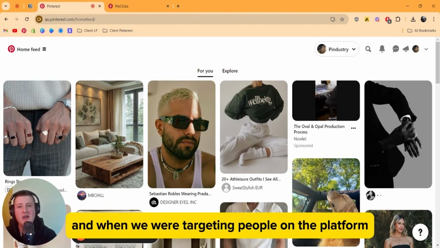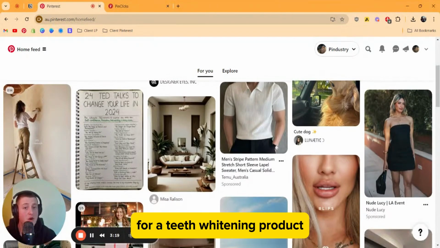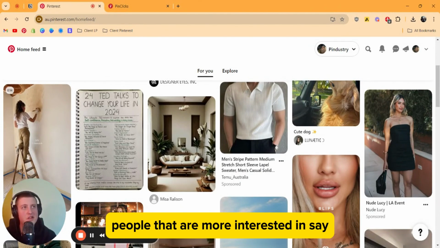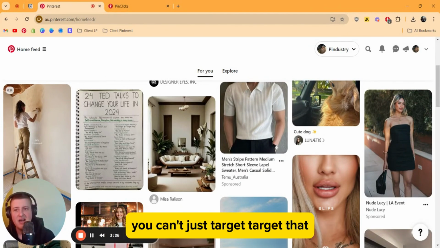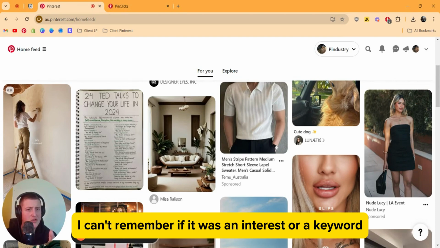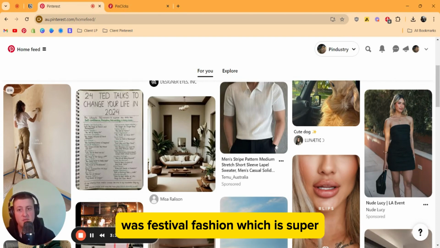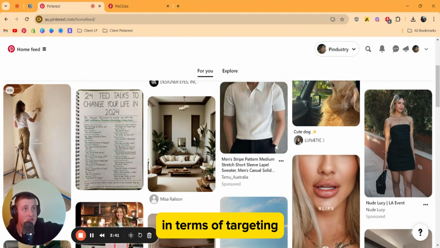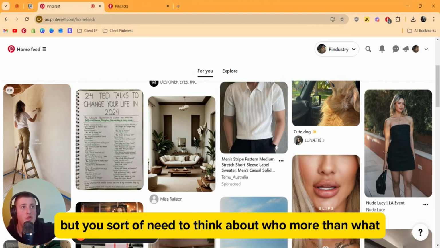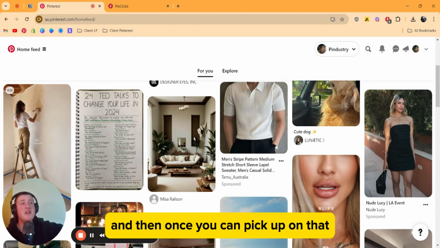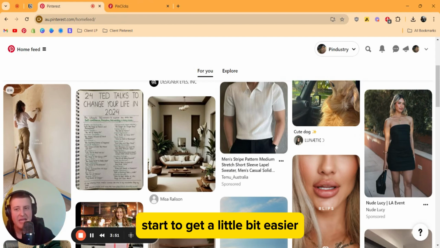When we were targeting people on the platform for a teeth whitening product, we were thinking, who is interested in this? It's people who take their looks more seriously, people that are more interested in, say, social media or things like that. You can't just target that, but our highest ranking, best performing interest, I can't remember if it was an interest or a keyword, was festival fashion, which is super interesting because it broadens your mind on how things work in terms of targeting. But you need to think about who more than what. So instead of thinking about what the product is, it's who is the person buying it. And once you can pick up on that, that's when these things start to get a little bit easier.